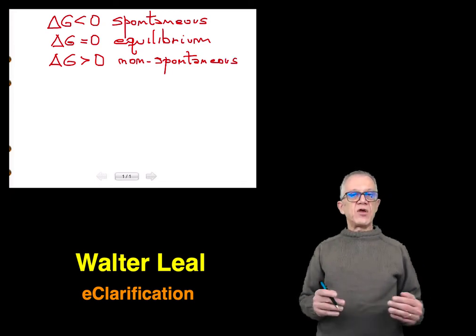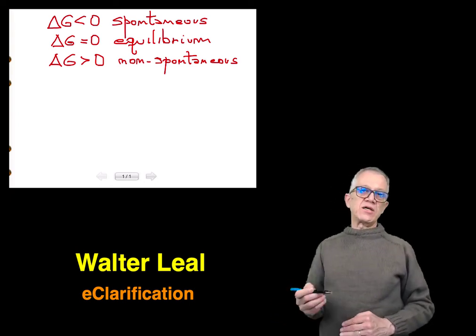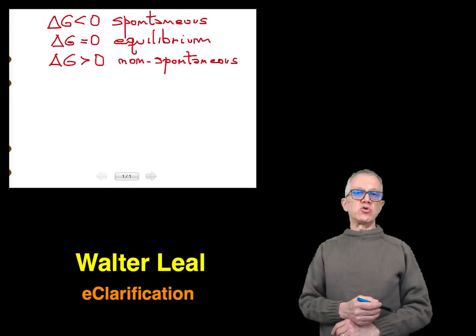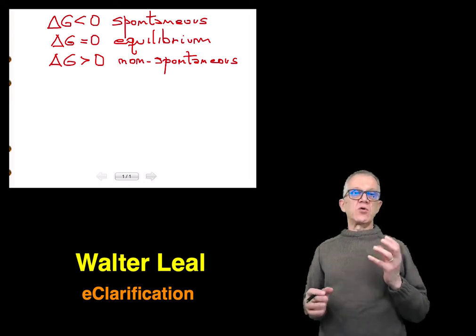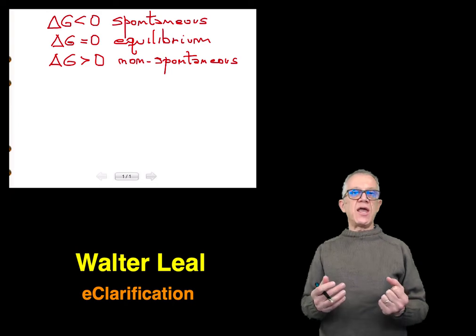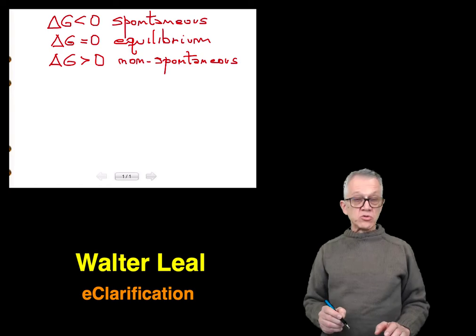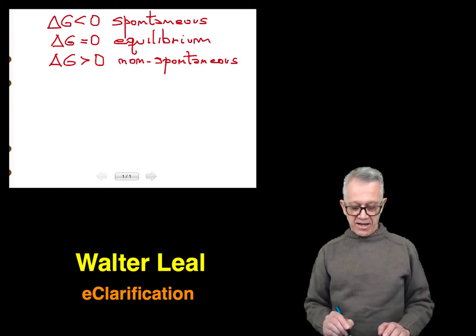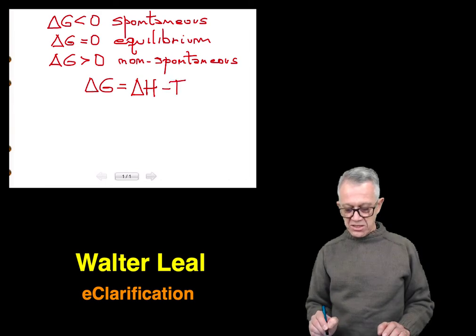Needless to say, if you have a reaction that is spontaneous in the forward direction, the same reaction in the reverse direction is going to be non-spontaneous. The most important issue for us today is to discuss the contribution of delta H and delta S for the overall delta G. So you want to do that by analyzing various cases and using the Gibbs equation, delta G equals delta H minus T delta S.